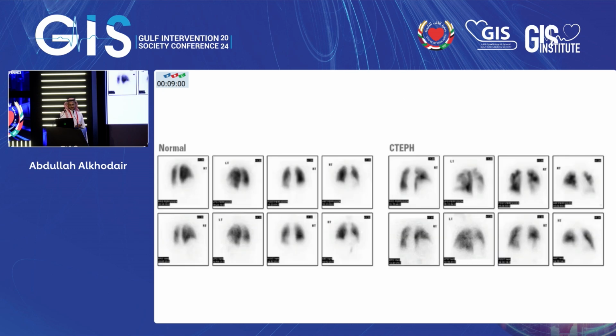We'll come to that. This is an example of a VQ scan, which shows a normal scan on the left and someone with CTEPH on the right, where there are multiple mismatched perfusion defects at multiple segments of the lungs.